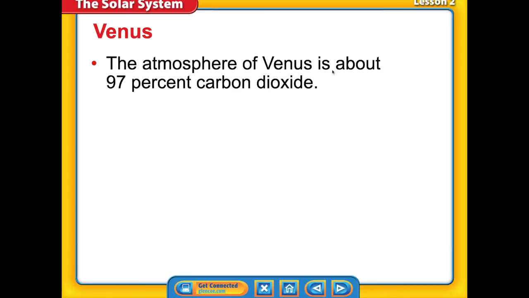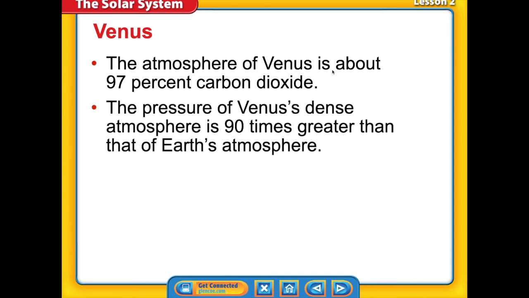Now, Venus is covered in 97% carbon dioxide, so there's no oxygen there to breathe. And the pressure of Venus's dense atmosphere is 90 times greater than Earth's atmosphere. In other words, it would crush most spaceships that could go to the surface of Venus. The human body could not stand 90 times the pressure of our Earth's atmosphere on you. It would crush your bones, crush your muscles. Would not be a nice day.